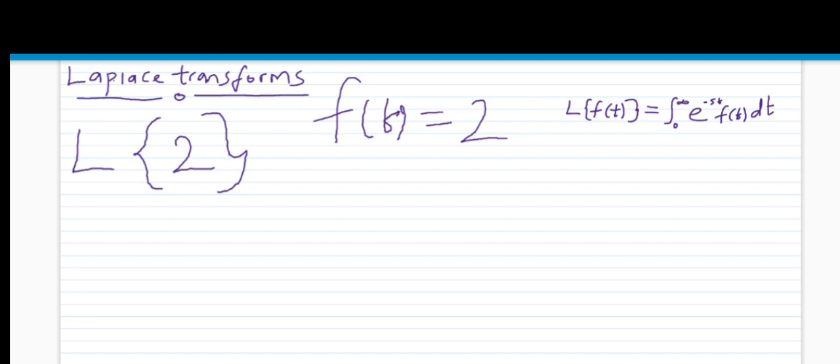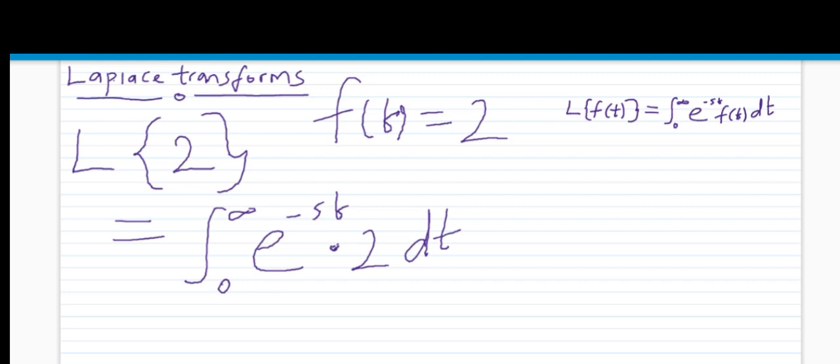So f sub t is 2. According to the general rule, we have the Laplace transform of 2 to be the integral from 0 to infinity of e raised power minus st. Now f sub t is 2, so we have dot 2 dt.